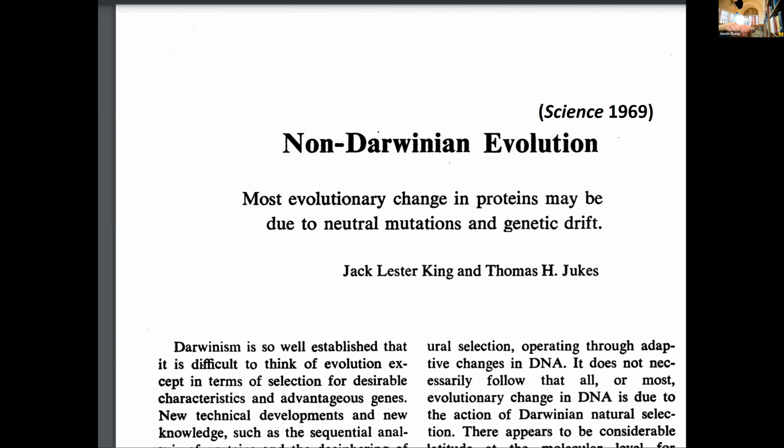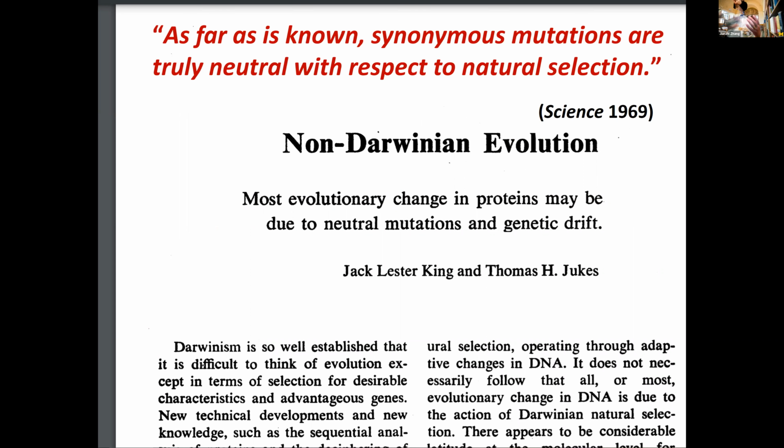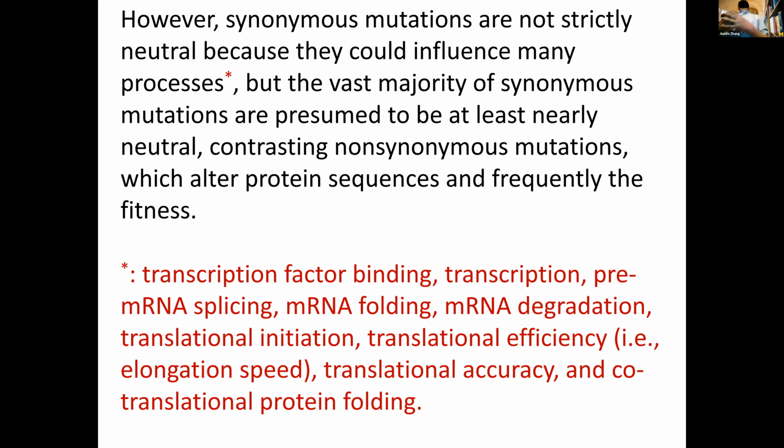This is another paper around that time by King and Jukes, where they proposed the idea of neutral evolution. And in this paper, they also said, as far as is known, synonymous mutations are truly neutral with respect to natural selection. But we know that synonymous mutations are not strictly neutral because they could actually affect a lot of biological processes. Yet people still believe that the vast majority of synonymous mutations are at least nearly neutral, in contrast to non-synonymous mutations that alter protein sequence and often fitness.